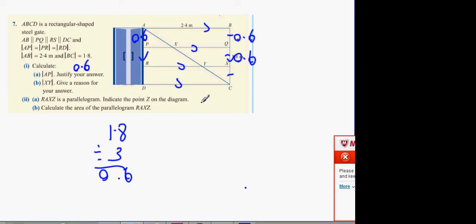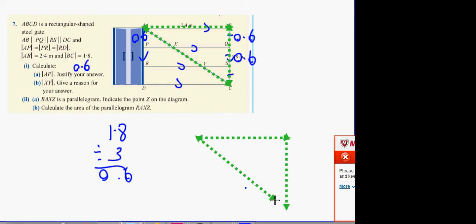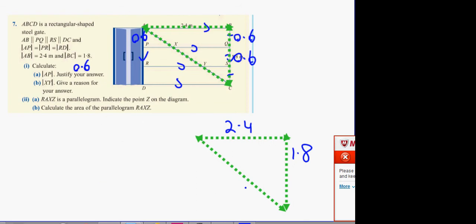Now, calculate XY. To calculate XY, what you're going to do here is you have a triangle, okay? And the triangle is 2.4 wide and 1.8 down. So 2.4 across, 1.8 down. And we're going to use Pythagoras' theorem to find out the length of A to C. We'll call it X, okay? So X squared equals 2.4 squared plus 1.8 squared.